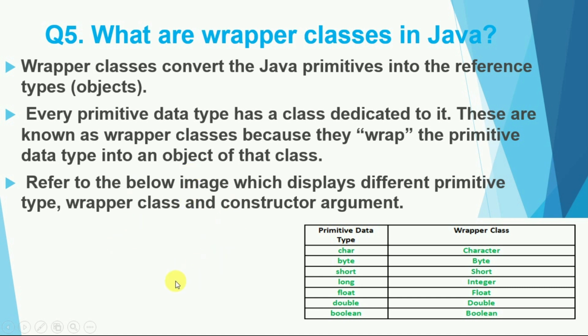So, wrapper class. We have different data types in Java, and each primitive data type has a class dedicated to it. Those particular classes are called wrapper classes. Okay, so I hope you understood.